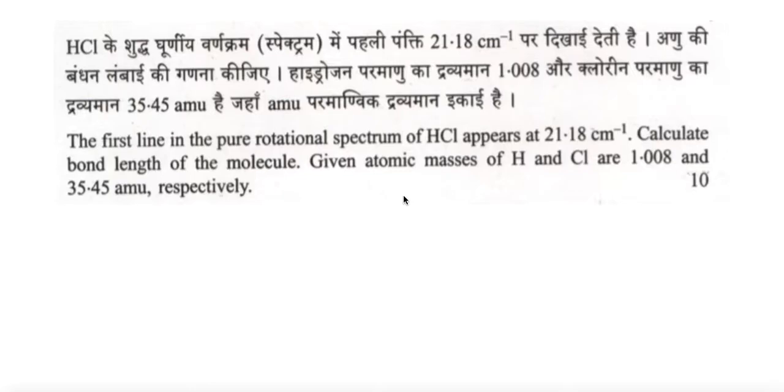This question is a very simple question if you have studied molecular spectroscopy. So in molecular spectroscopy, we know that the lines appear at 2B, 4B. The first line appears at 2B, the next line is at 4B, the next one is at 6B, like that. So the difference between two lines will always be 2B.